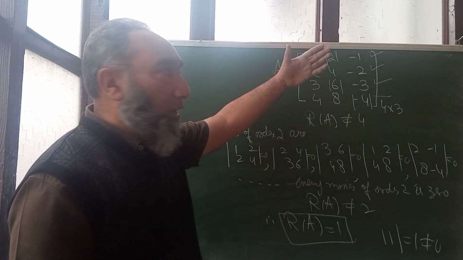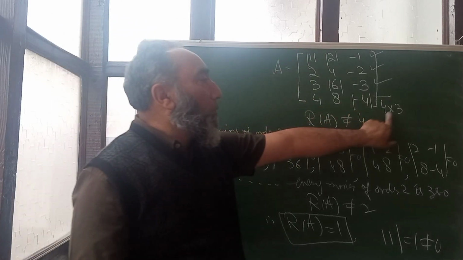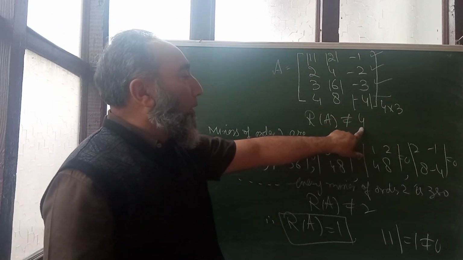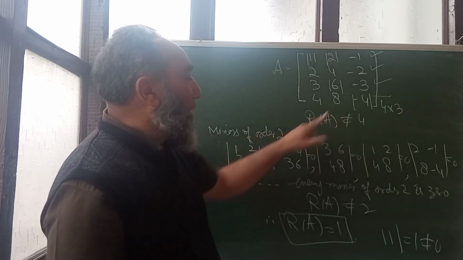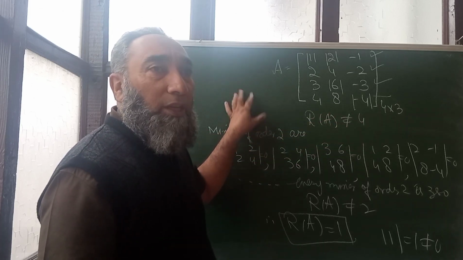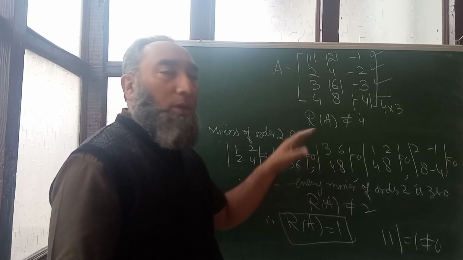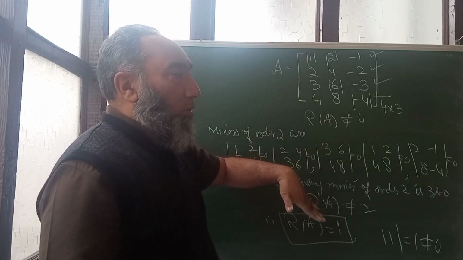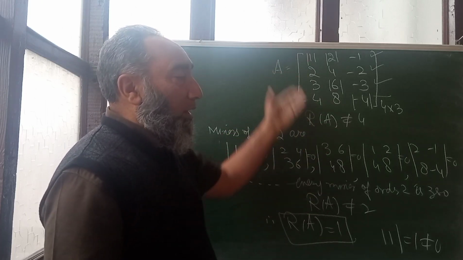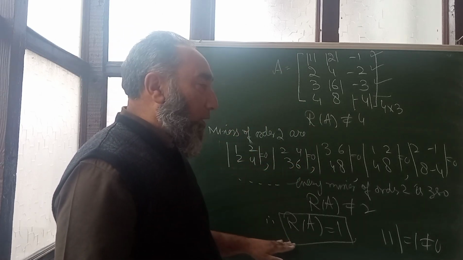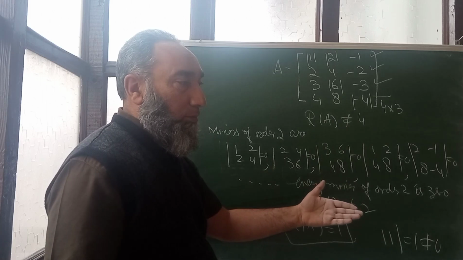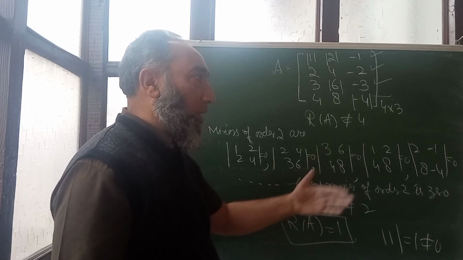Let me go to the definition again. You have a matrix of order m by n. Rank cannot be m because minor of order 4 doesn't exist. Now there are minors of order 3. Every minor of order 3 is 0. Now again every minor of order 2 is equal to 0. So rank is 1. Now let me come in reverse direction.